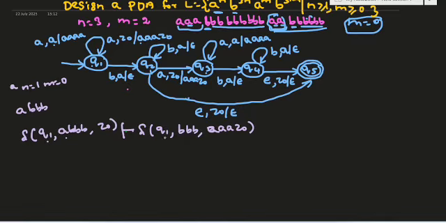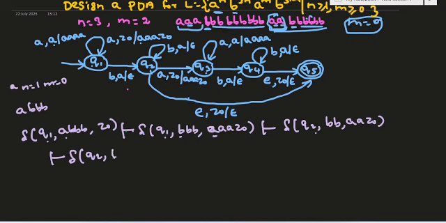Now, when the input is B and the topmost symbol is A, in Q1 we go to Q2. So delta of Q2: this B goes off, and you have BB, AA, Z naught. Now we stand in Q2. In Q2, when the input is B and the topmost symbol is A, again we stand in Q2. So delta of Q2: this B and this A go off. We have B, A, Z naught.